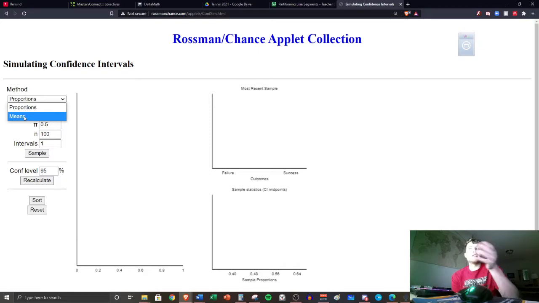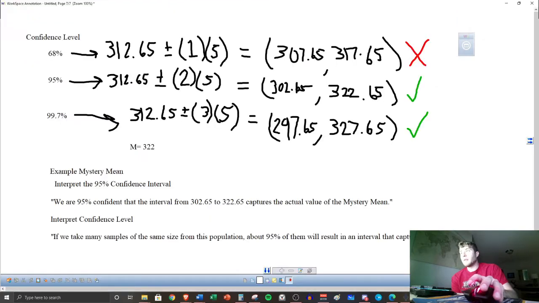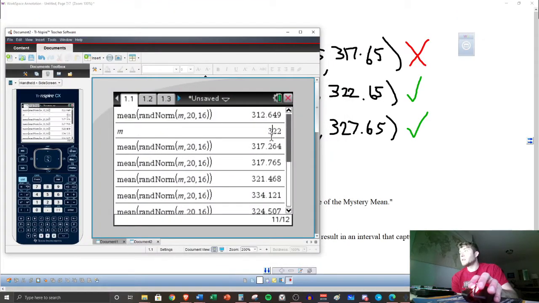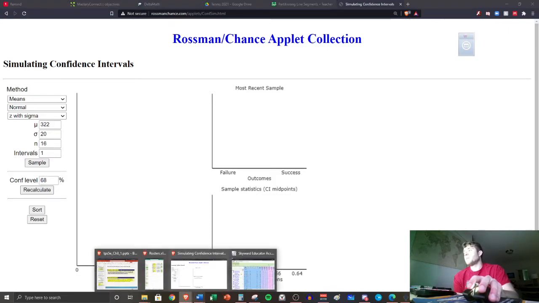We've always talked about, in this chapter, we're going to have p hat and x bar, okay? But we're talking about means. What is the mystery mean? Well, we can type in whatever we want. Well, what was our mystery mean? If I go back to the calculator, it was 322, right? So let's go back here. We're going to put 322. We know that our standard deviation was 20, and we're going to take a sample of size 16, okay? And we're going to start by making a 68% confidence interval, okay?